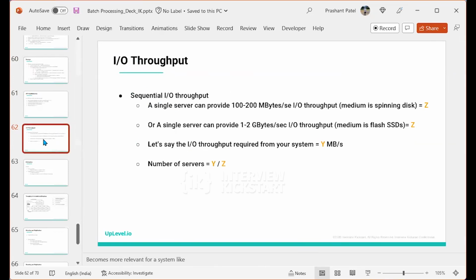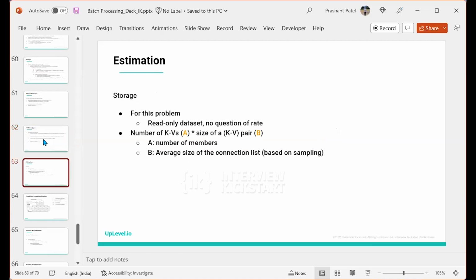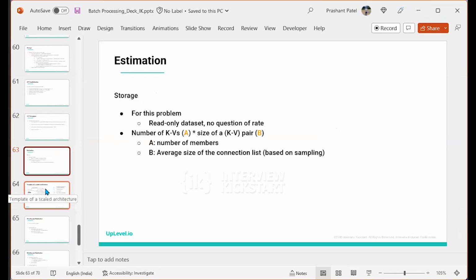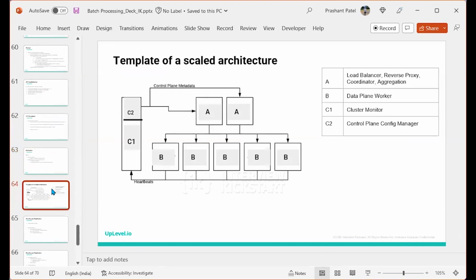The main part here would be the discussion on the sharding part: how exactly you are going to store that data and manipulate that data. So probably we can come back to these estimations, this particular slide, a little later. Let's discuss the high level architecture and how the sharding would take place.